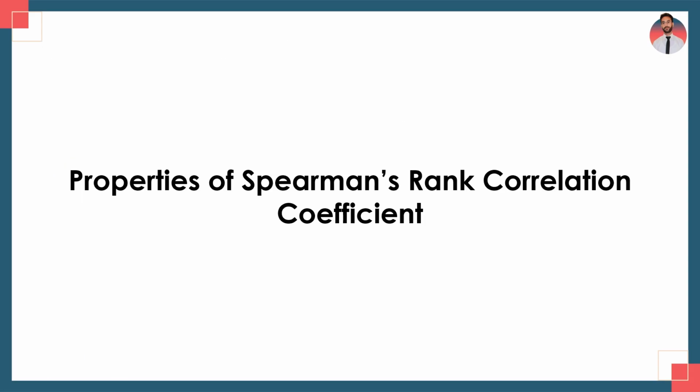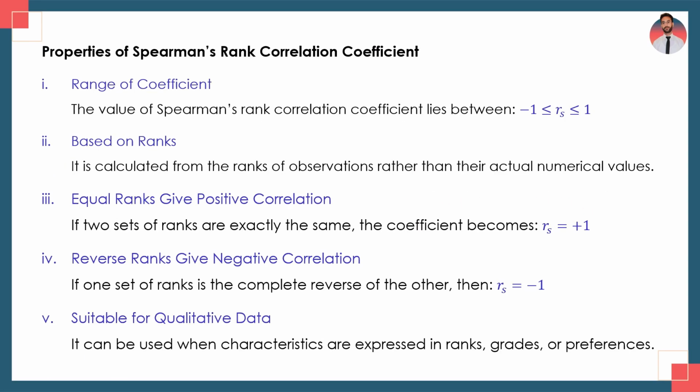Now the last topic is the properties of the Spearman rank correlation coefficient. First property is the range of the coefficient. The value of the Spearman rank correlation coefficient lies between -1 to +1. Second property is based on ranks. It is calculated from the ranks of the observations rather than their actual numerical values. Third property is equal ranks give positive correlation. If two sets of ranks are exactly the same, the coefficient becomes RS equal to +1. The value of R will be exactly 1 if two sets of ranks are exactly the same.